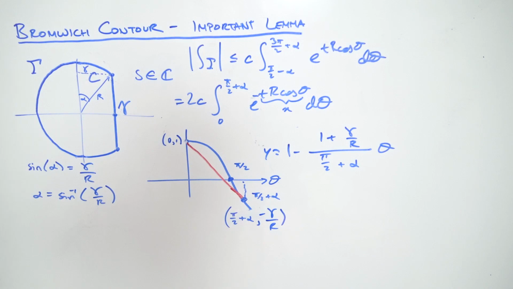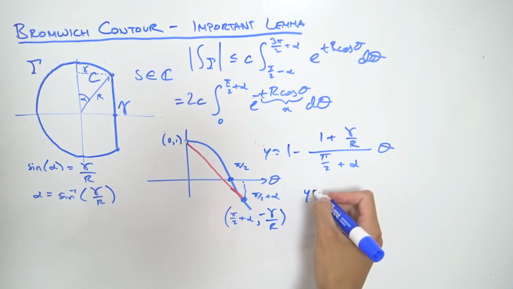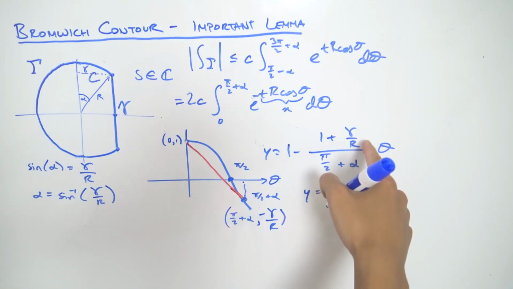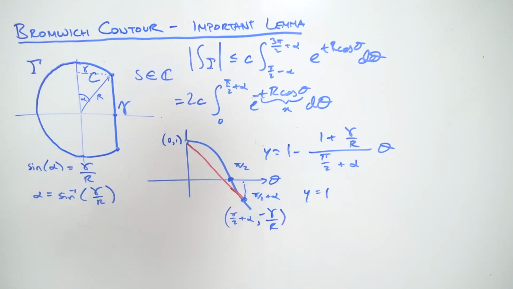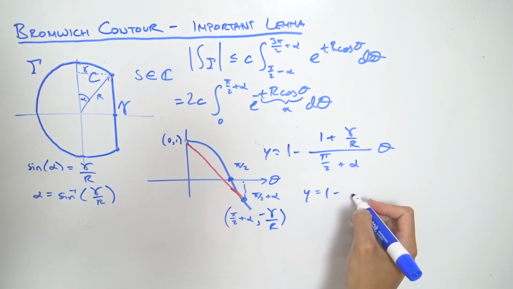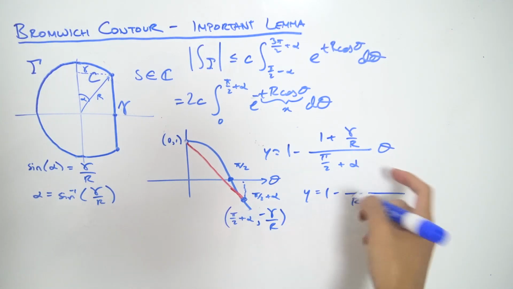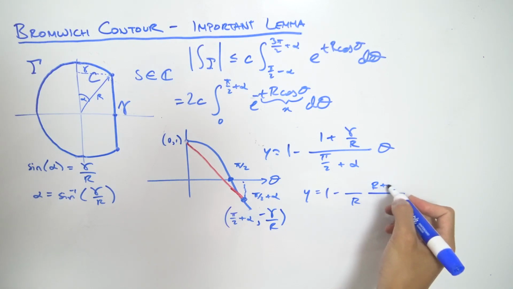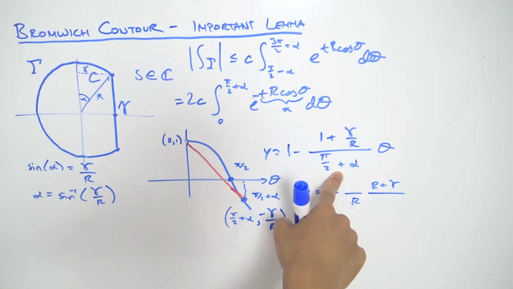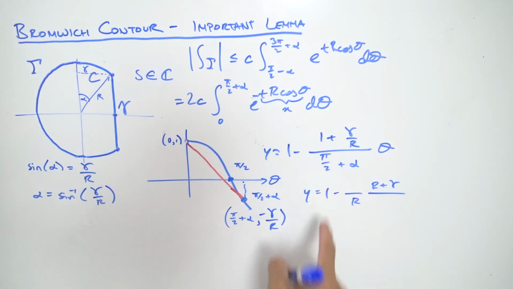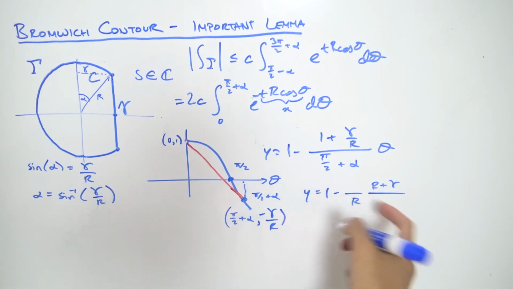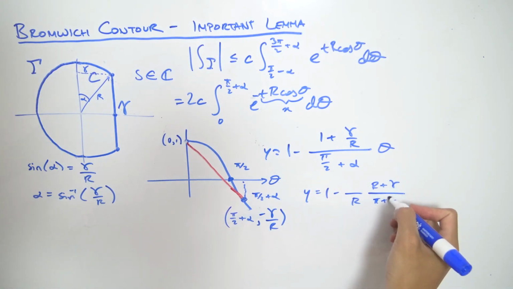That's our red line. And let's just clean things up a little bit over here, because this is looking a little bit messy. Let's first of all multiply the top and the bottom of this fraction by r. So multiplying the bottom by r, we're going to get a denominator of r out here. And multiplying the top by r, we're going to get r plus gamma. And then multiplying the denominator and the top again by 2, in order to get rid of this 2 down here, we're going to get a pi plus 2 alpha.